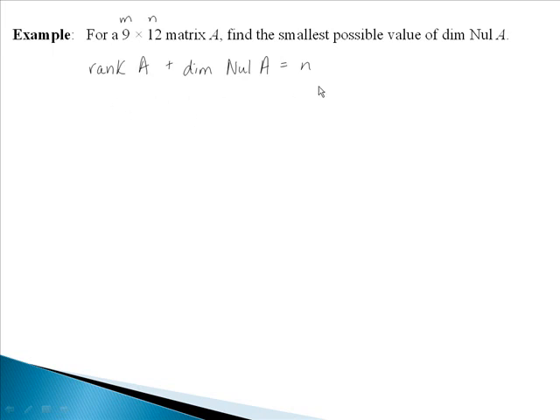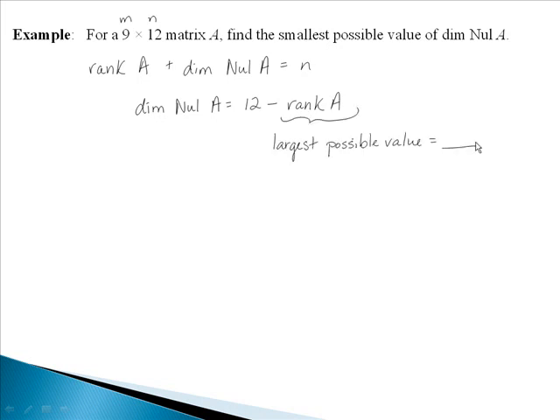So if I solve this, then I know the dimension of the null space of A is equal to 12 minus the rank of A. So I've just replaced n with 12 and subtracted the rank. So in order to find the smallest possible value of our dimension of the null space, then I need to look at subtracting the largest possible value for my rank of A, which is the number of pivots. So the largest possible value for the rank of A is the largest number of pivots that I can have.